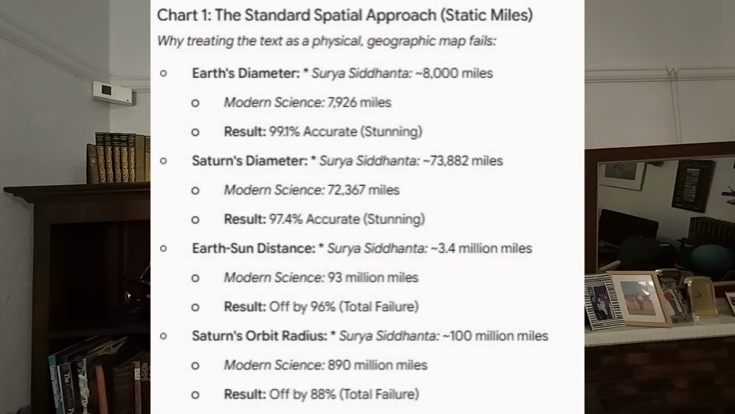And I'm going to put that up. Look at this chart. If you use a standard static spatial tape measure, the text completely contradicts itself. The physical sizes of the planets are miraculously accurate, but the distances to those exact same planets are catastrophically wrong. Because of this layout, mainstream science throws its hands up and claims the numbers are a random, inconsistent mess. But they are missing a hidden linguistic cipher right at the starting line.